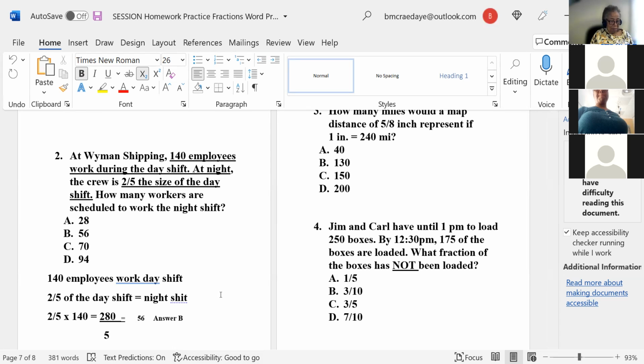No, you're not doubling up anything. You know that at night, the shift is 2/5 the size of the day shift. You know how many employees are on the day shift. So you're just taking 2/5 of that number of employees, and that gives you the night shift.